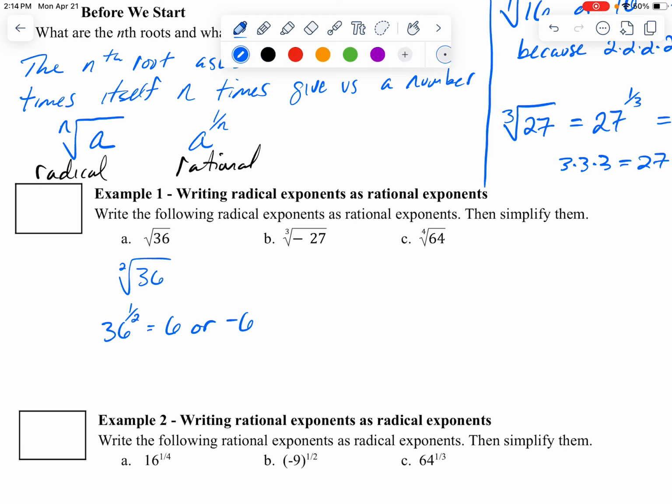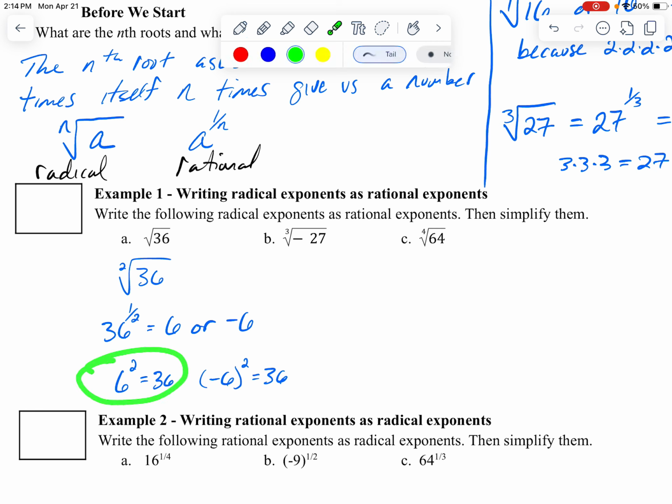And this makes sense if you think about it, because 6 times 6 is 36, and -6 times -6 is also positive 36. So whenever we have these even roots, if we're thinking of it from this perspective, whether that original number was positive or negative, we could still get to 36. Okay, so I want you to make yourself a little note here.